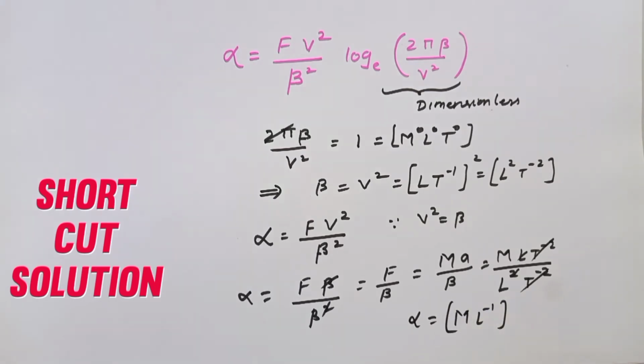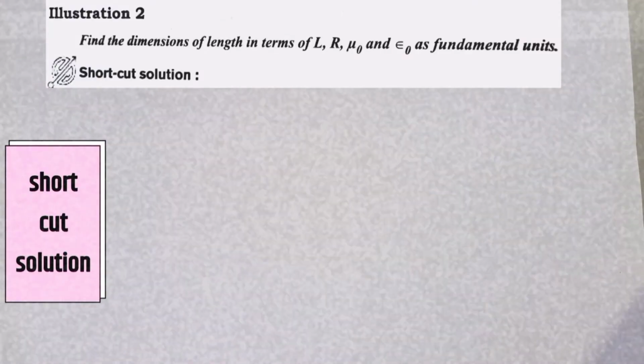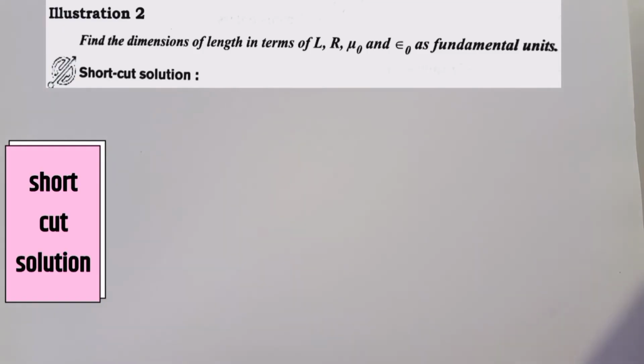That's it. So very simple shortcut here, a two-step method. Thank you very much. So this is your problem. Next, the second problem we shall discuss.